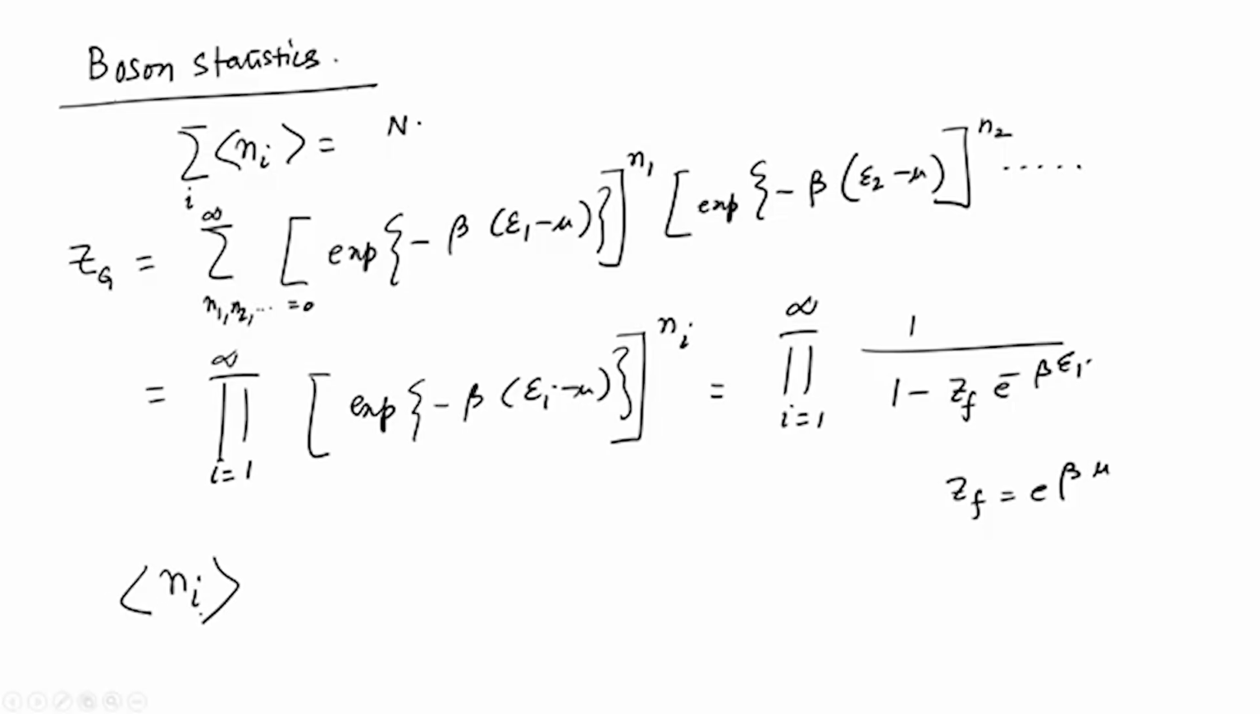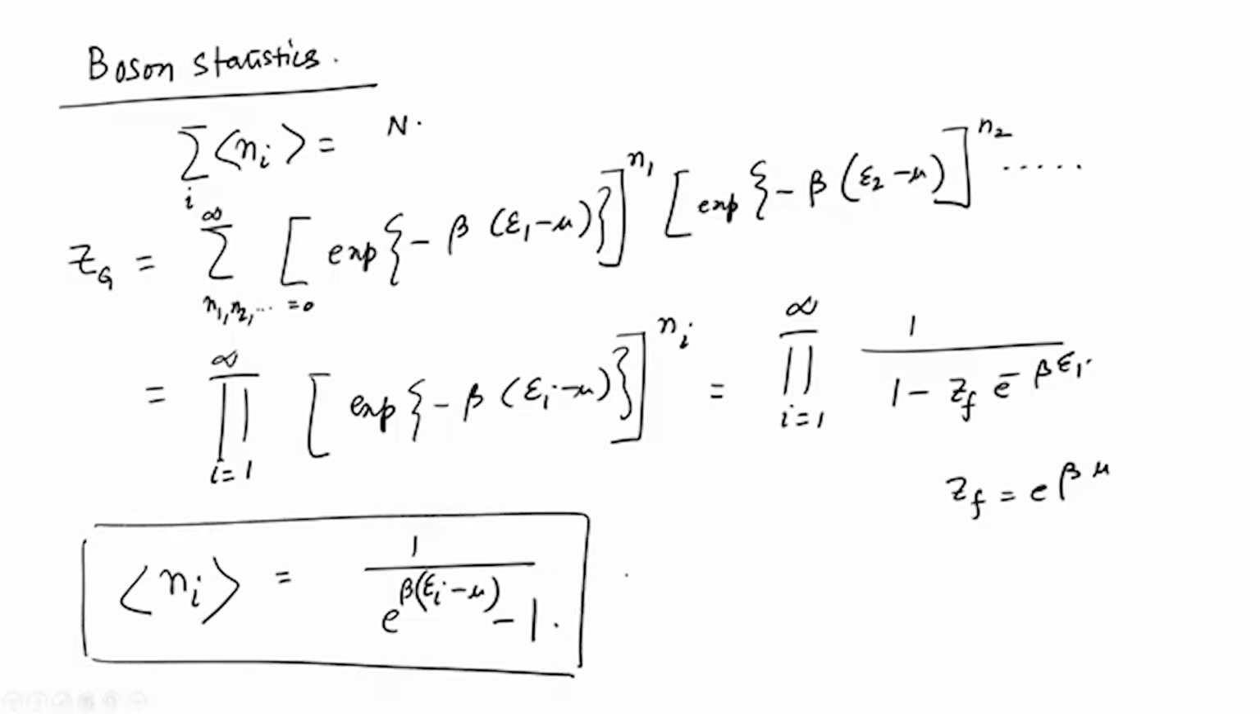Now, you know the prescription, we have done it a number of times. So, this can be written as 1 over e to the power beta (epsilon I minus mu) minus 1, and this is called the Bose distribution function, or it is for bosons, okay, or it is also called the Bose-Einstein distribution function. Okay. And so, this is the average number of particles in a given energy state, and we have beta equal to 1 over kT, and this Zf, as you see here, is called the fugacity, and then that is your distribution.